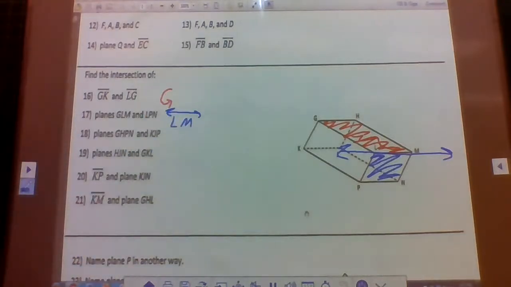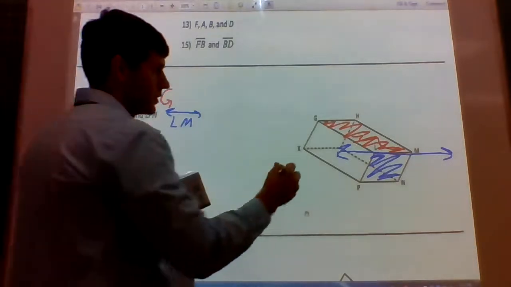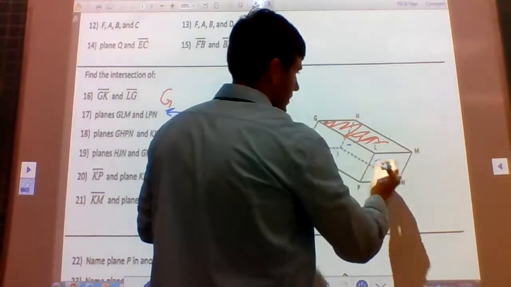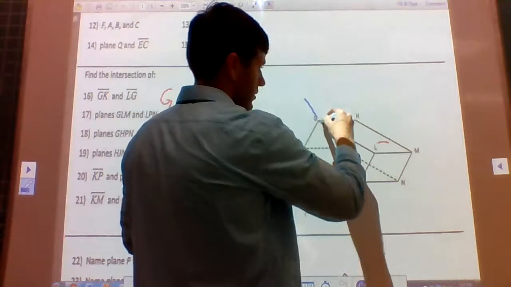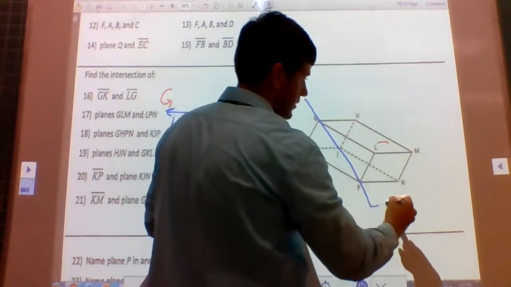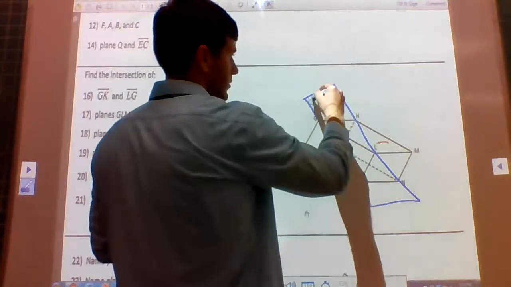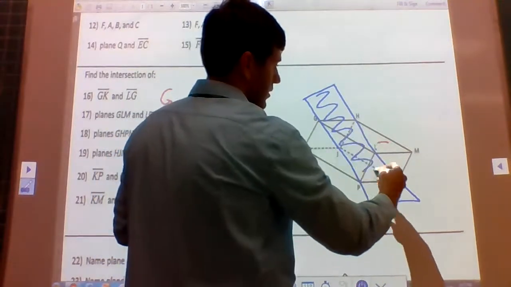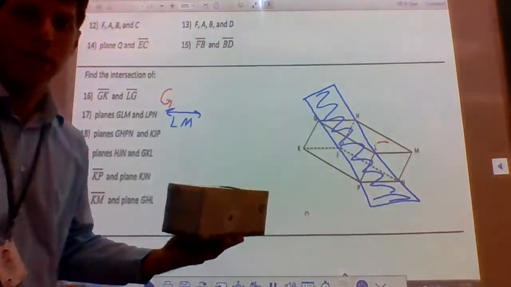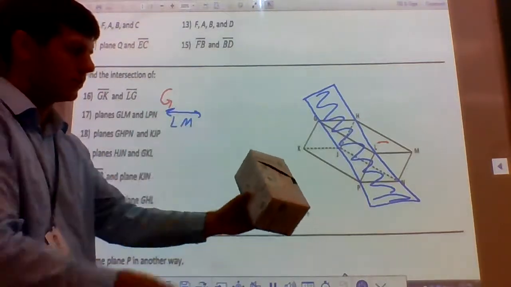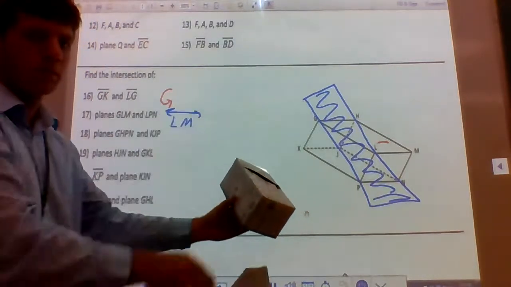Planes GHPN and line. So I don't like how they use 3 points there, but okay. I guess they need to tell us that we have a plane here. So it's going to be this plane here, going right through diagonally through our box. It's a plane going diagonally through our box.